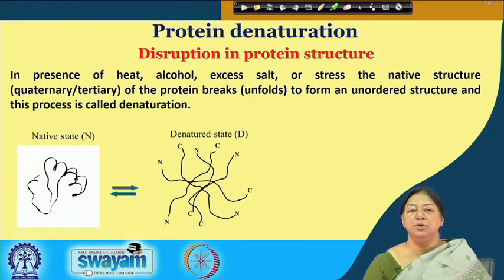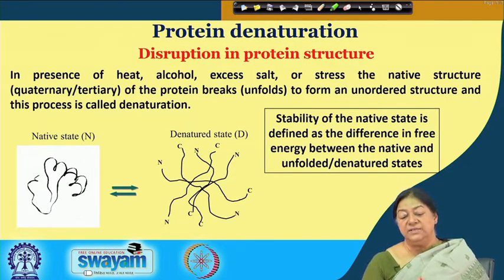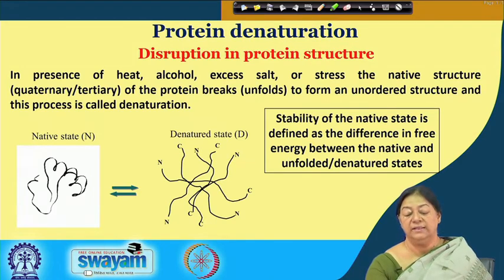It means we are going to bring about conditions that are going to force the protein to unfold. So, we have to go against the hydrogen bonding, the ionic interactions, and the hydrophobic forces that hold the protein chain together. The stability of the native state is defined as the difference in the free energy between the native and the unfolded or denatured state.